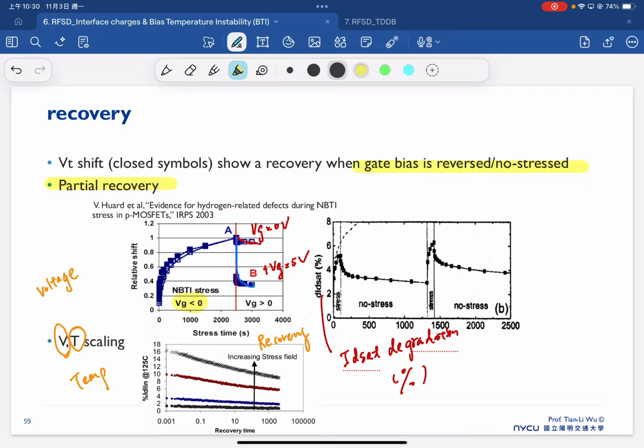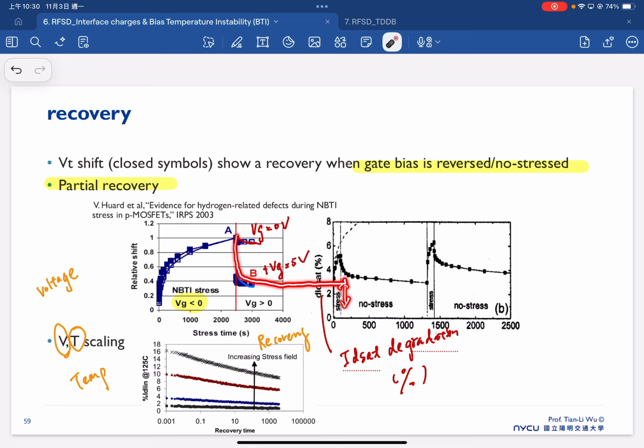What does a partial recovery mean? It means that in the beginning, this is our starting point. After a certain recovery, we'll never be able to go back to the initial value. There's always a shift between the certain time of recovery and the beginning of the stress. That's what we call partial recovery.